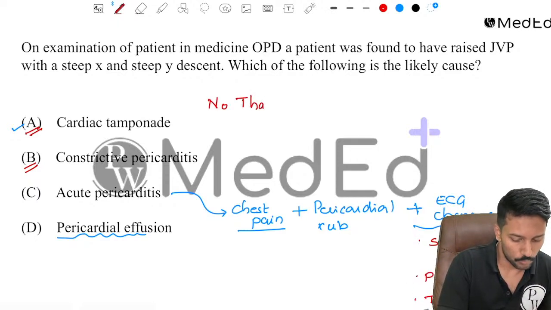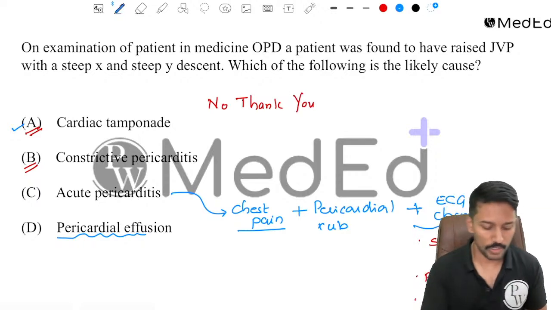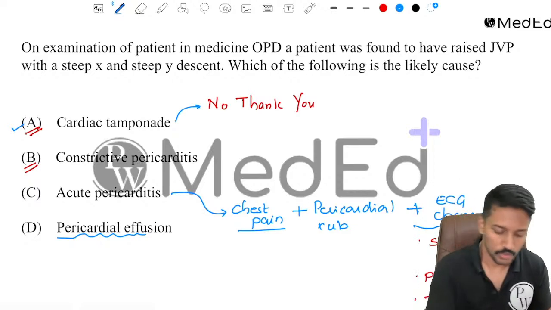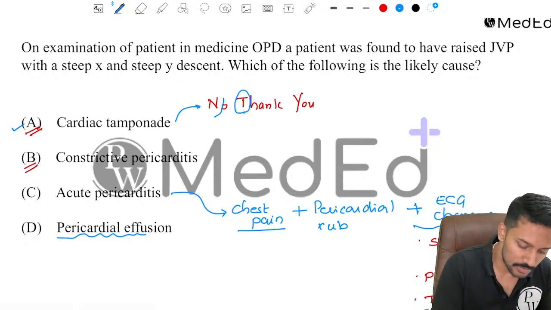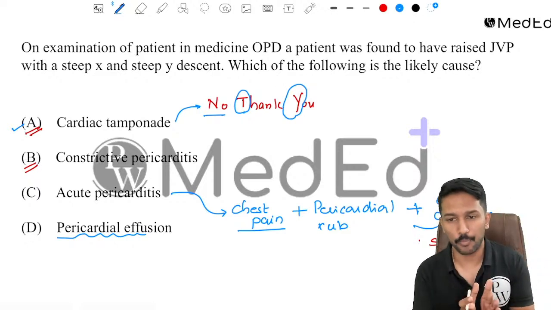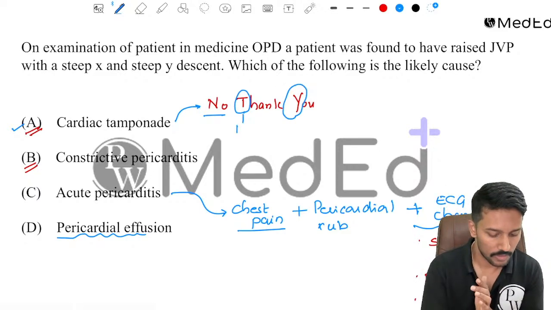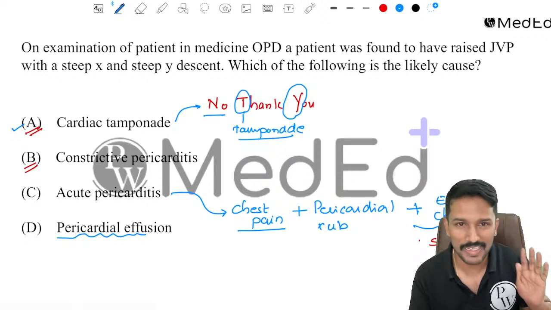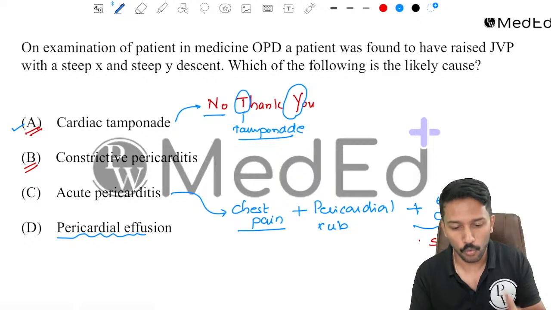No, thank you. No, thank you applies for cardiac tamponade. Okay. So in tamponade, there is no Y descent. In tamponade, there is T for tamponade. So in cardiac tamponade, there will be absent Y descent. There will be a steep X descent, but there will be no Y descent.